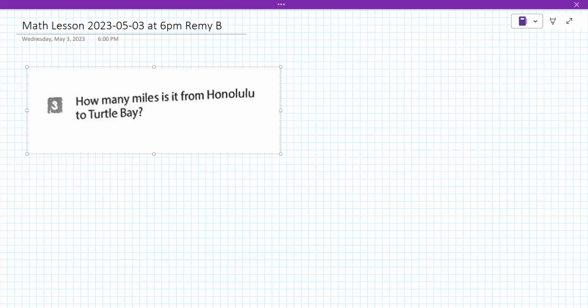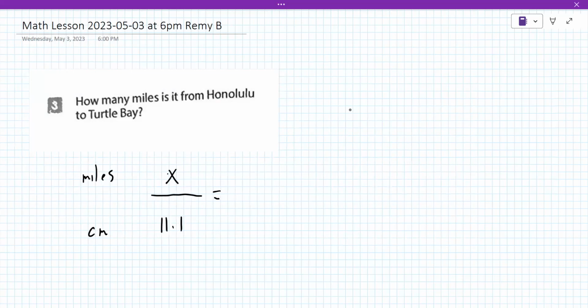So what I see is that it's 11.2 centimeters. 4 centimeters equals 10 miles. So from the other day, you know that I like to put the thing we're trying to find, miles, over centimeters. So you said it's 11.1, or I'm sorry, 11.2. Yeah, 11.2. There it is.